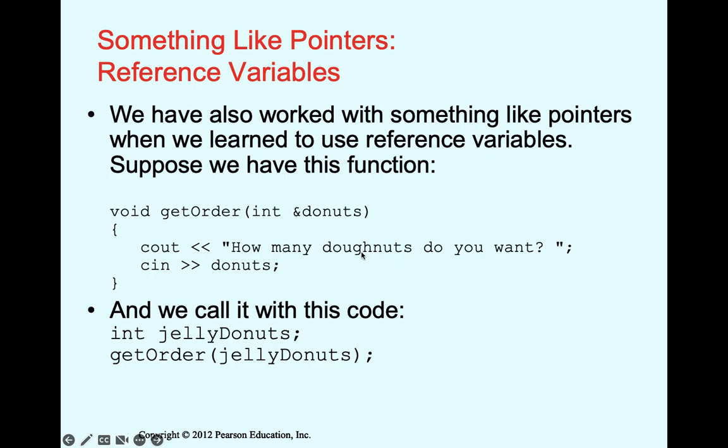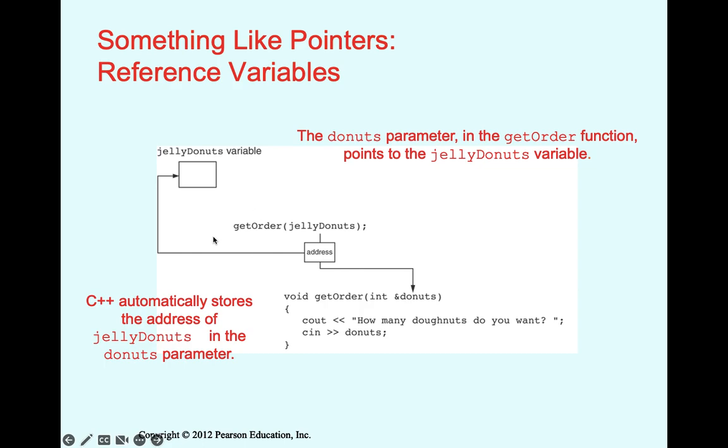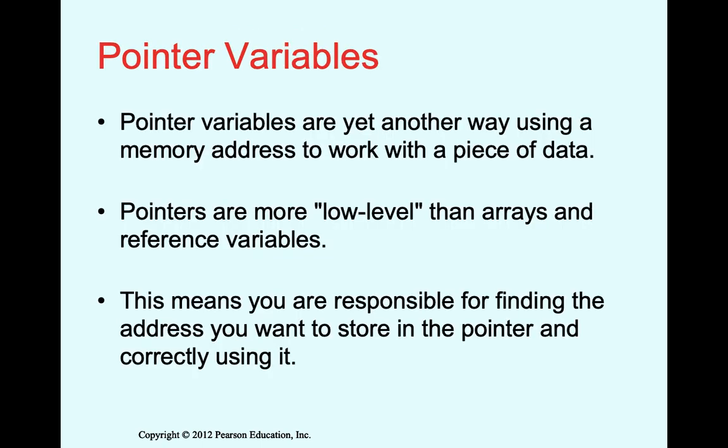We also took something similar when you define a function that takes an ampersand parameter for donuts. Then this function has the address of the variable and it can actually change the value of this variable, right? Let's take an example. Imagine in the main function you call getOrder with jellyDonuts. You take the address of this jellyDonuts variable and give it to this function, and this function can change the value of jellyDonuts. So we took something similar to pointers before, but in this chapter we'll focus more on this concept.